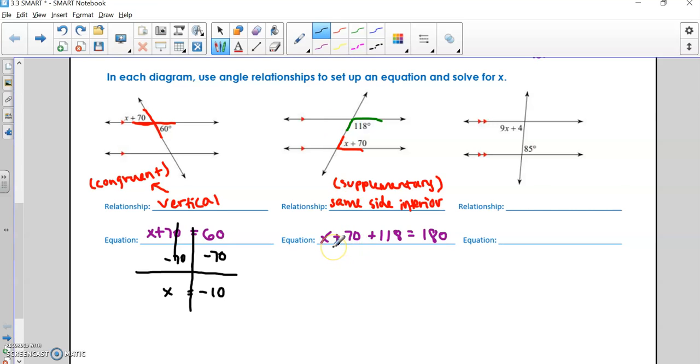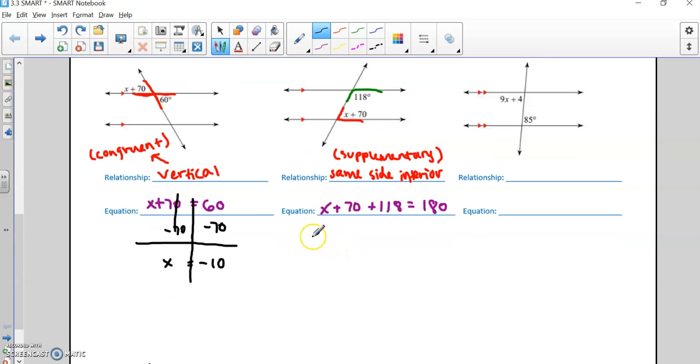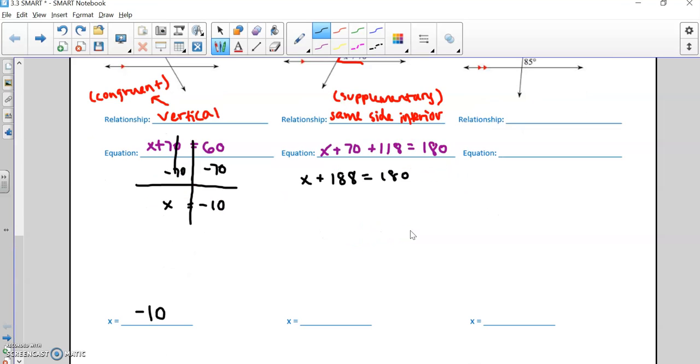So we can start by combining our like terms. So we know that the 70 and the 118 can combine. That would become 188. And then we have one little remaining step to get x truly by itself, and that would be to subtract 188 from both sides. So our final answer is that x equals negative 8.